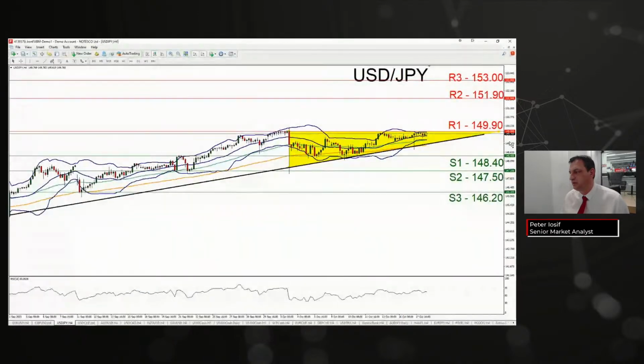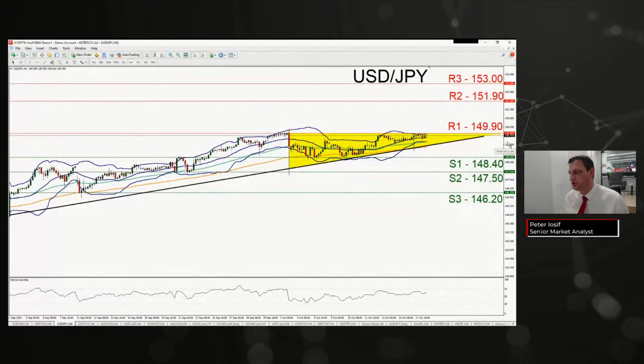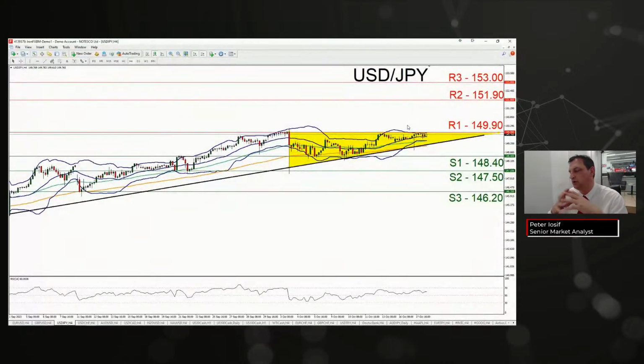Overall, we tend to maintain a bias for a sideways motion to continue, as we have mentioned yesterday. But at this point, I would be highlighting here that should the pair be able to clearly break the 149.90 resistance line, that would verify bullish outlook. It would be able to surpass the widest or the strongest obstacle to its move upwards.